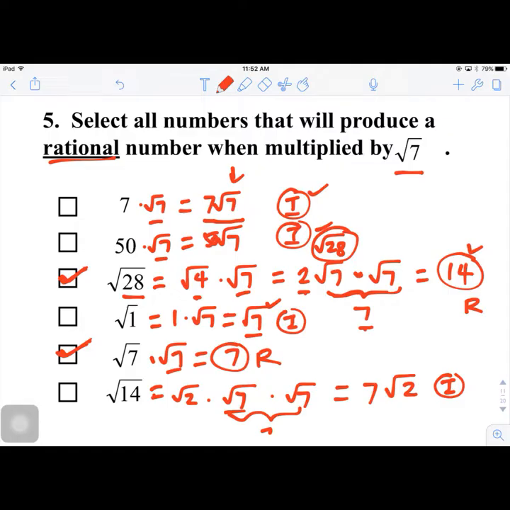And the next one is radical 14, which can be rewritten as radical 2 times radical 7. And then times radical 7, but 2 radical 7s will make a 7. So we have 7 radical 2. And because of the radical 2, this is an irrational number, so we're not going to check off the box. So the only 2 that will produce a rational answer when you multiply by radical 7 are the 3rd box and the 5th box. And that is the end of the problem.